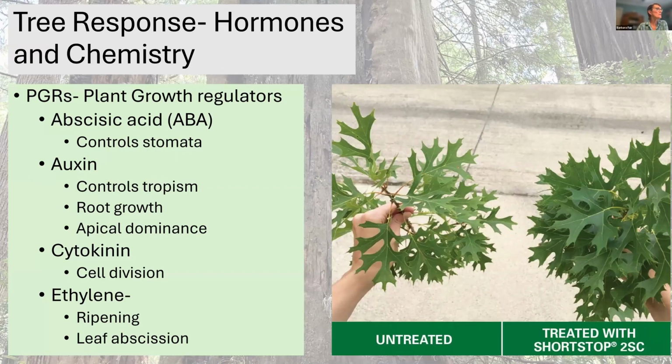So how else do they respond? I mentioned hormones and chemistry, plant growth regulators. They are certainly used as a tool in the arboriculture industry. A lot of people, I understand, don't care for them, but they can be used to reduce the amount of pruning that needs to be done under utility lines.